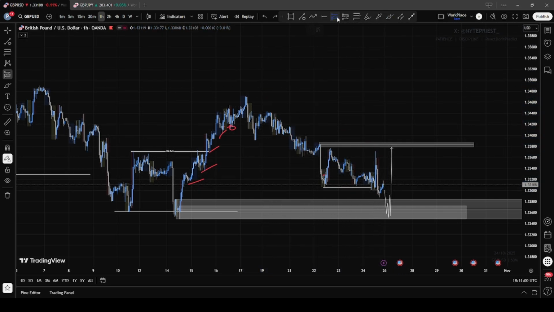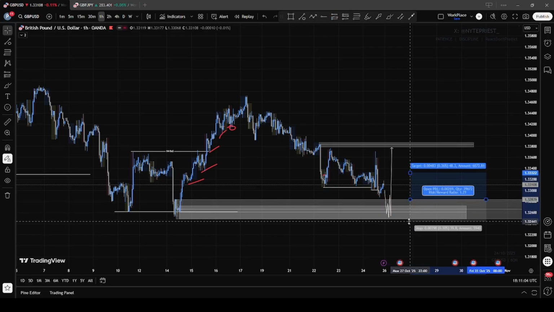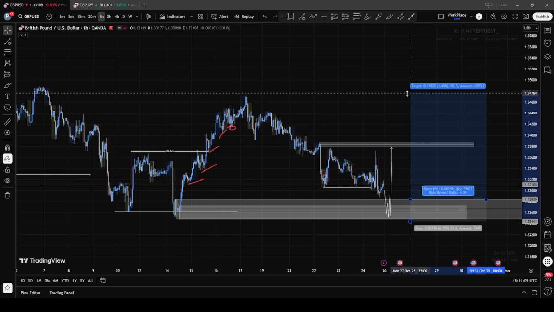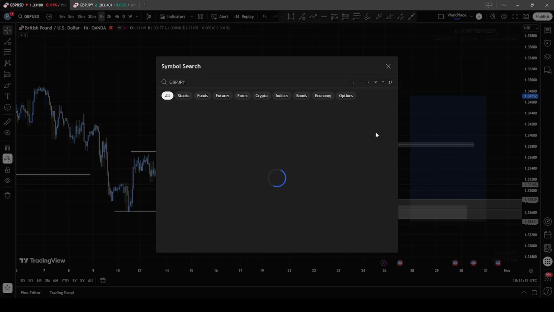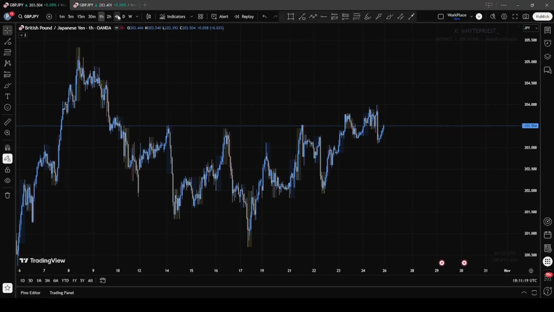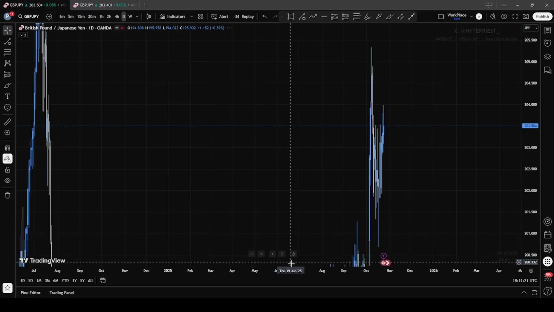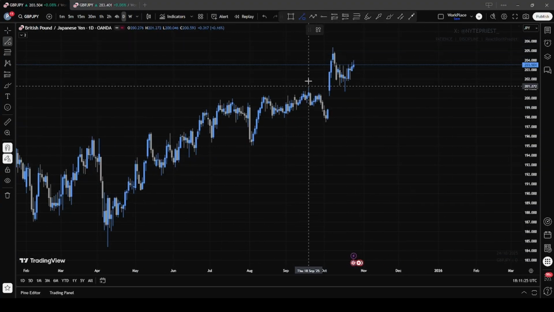Right, so the trade idea would be like this. That's a trade idea for GBPUSD. So on GBPJPY, on the daily time frame, you have this break of structure.